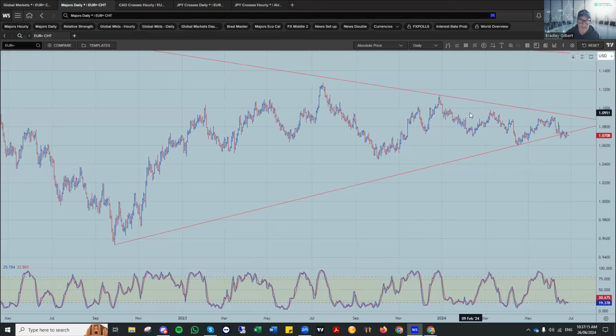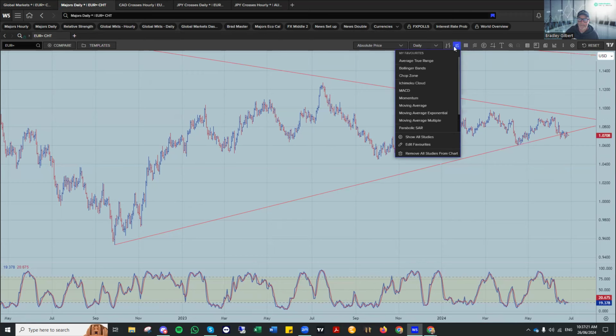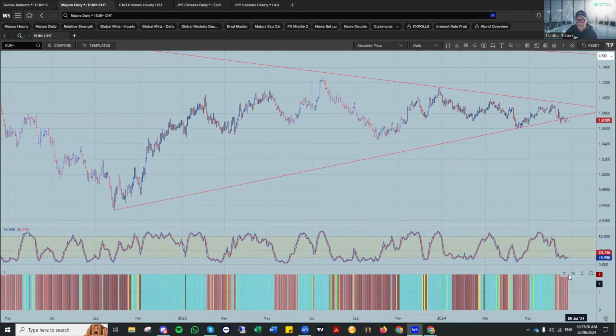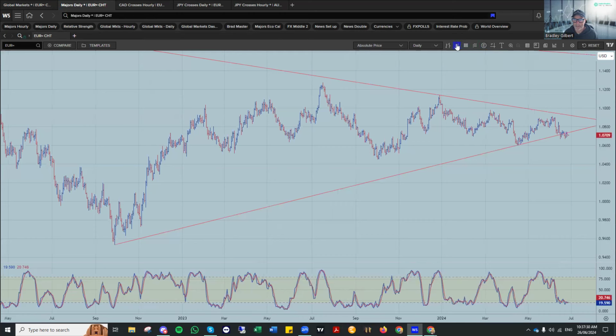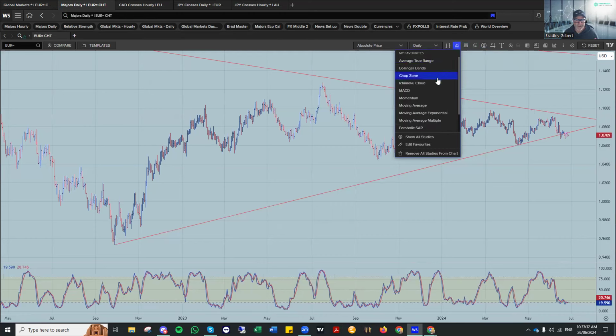All I could suggest to you is have a bit of a fiddle, right? You can come in and add things. I actually added this chop zone. I don't even know what it is, but it looked a little bit crazy down the bottom here. You can research some of this stuff. I don't do it.